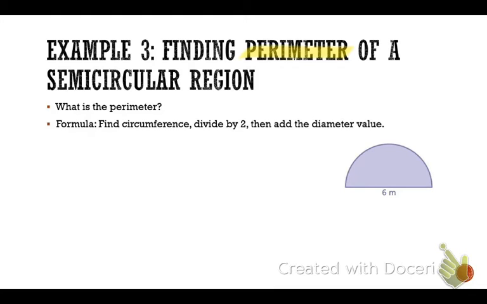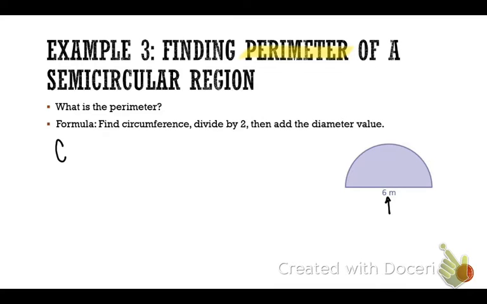I need to find the perimeter. So there is a formula that you can follow to find the circumference. To find the perimeter, you're going to find the circumference of the circle as if it were a whole circle. So we just agreed that 6 meters, was that the radius or the diameter? It's the diameter. So here we go.